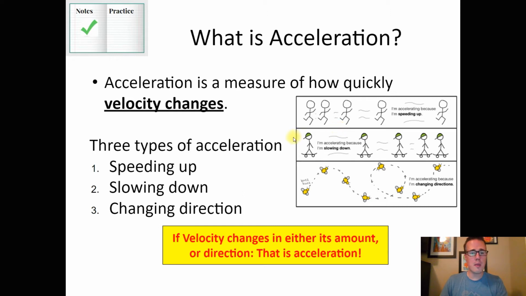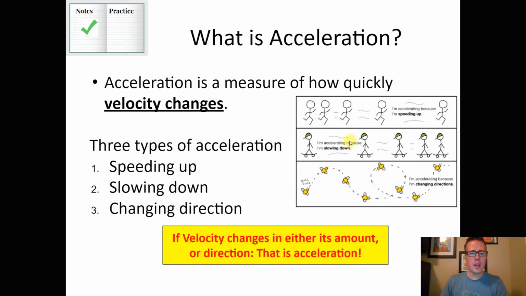So the first one is the most obvious one. You're speeding up. You're starting out slow and you end up going fast. That's the most obvious form of acceleration. Usually people are pretty good with that. The next one is slowing down. It's just the opposite. You start out fast and you end up going slow. That one's usually pretty good for people too.